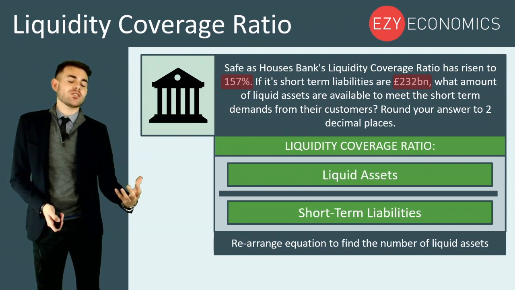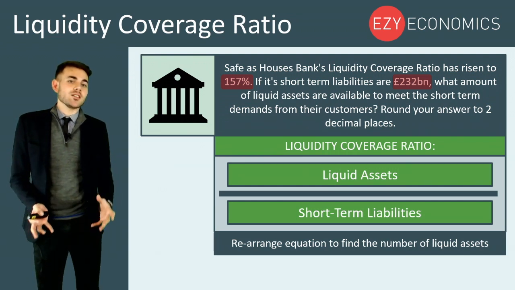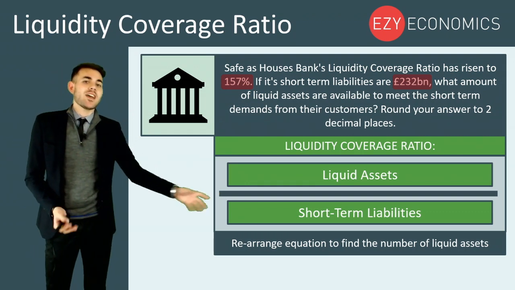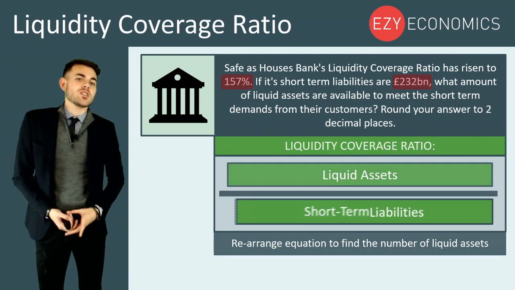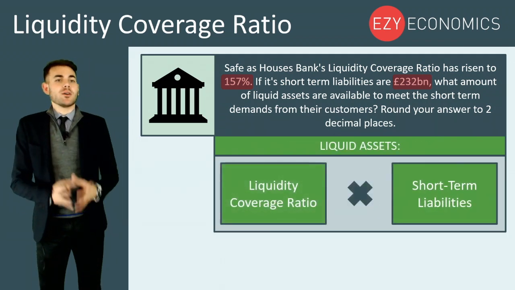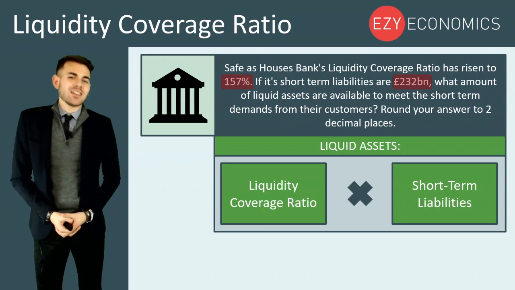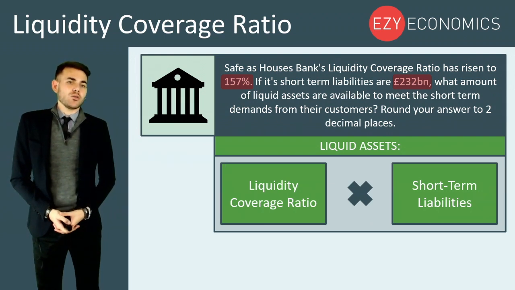Now, by rearranging this particular equation, we're going to multiply both sides of the equation by short-term liabilities. That removes it on this side, and it means we're left with the liquidity coverage ratio multiplied by the short-term liabilities, and that's equal to the amount of liquid assets the bank holds.